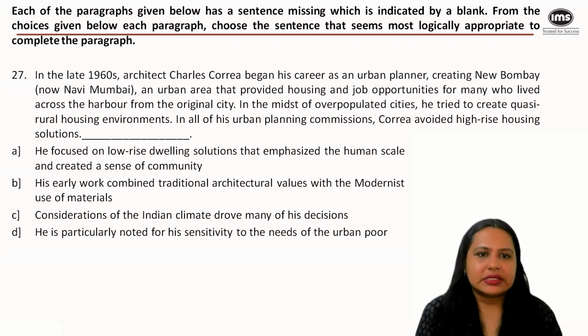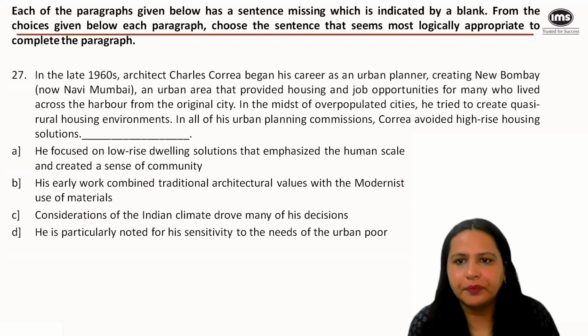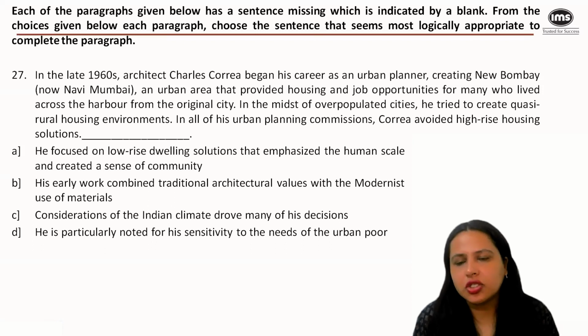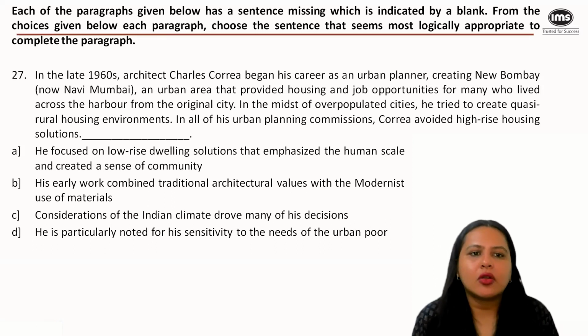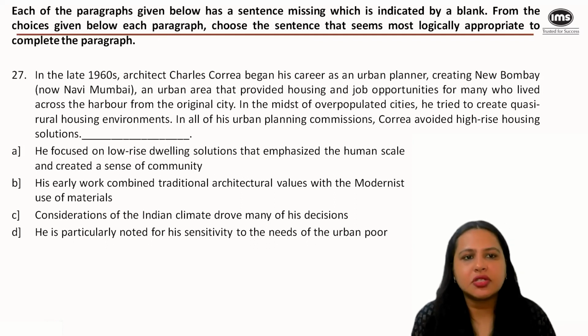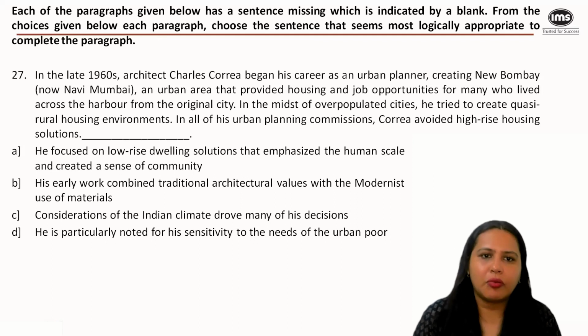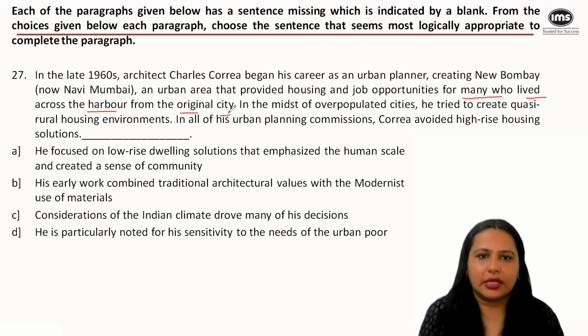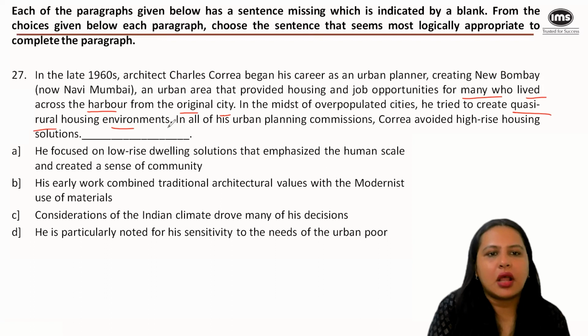In the late 1960s, architect Charles Correa began his career as an urban planner, creating New Bombay, now Navi Mumbai, an urban area that provided housing and job opportunities for many who lived across the harbor from the original city. So the first sentence starts with the introduction of the architect, but then it develops into how he develops Navi Mumbai. In the midst of overpopulated cities, he tried to create a quasi-rural housing environment.